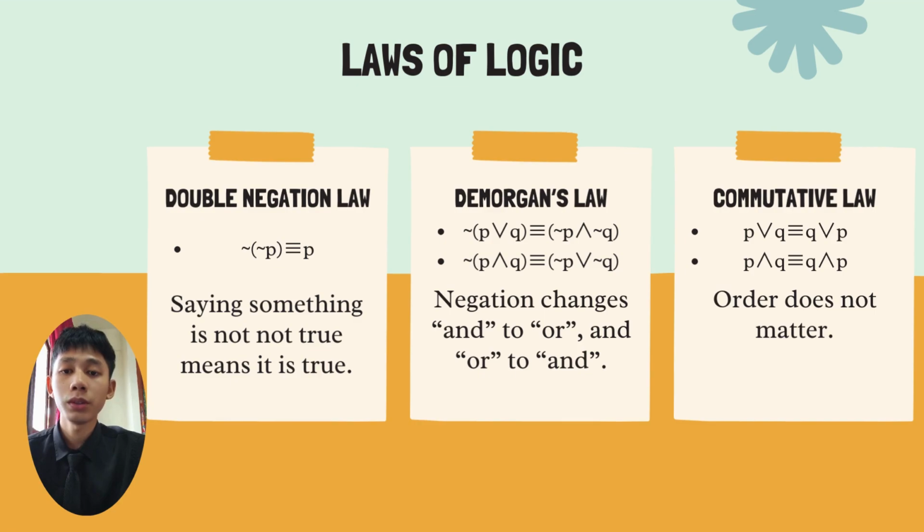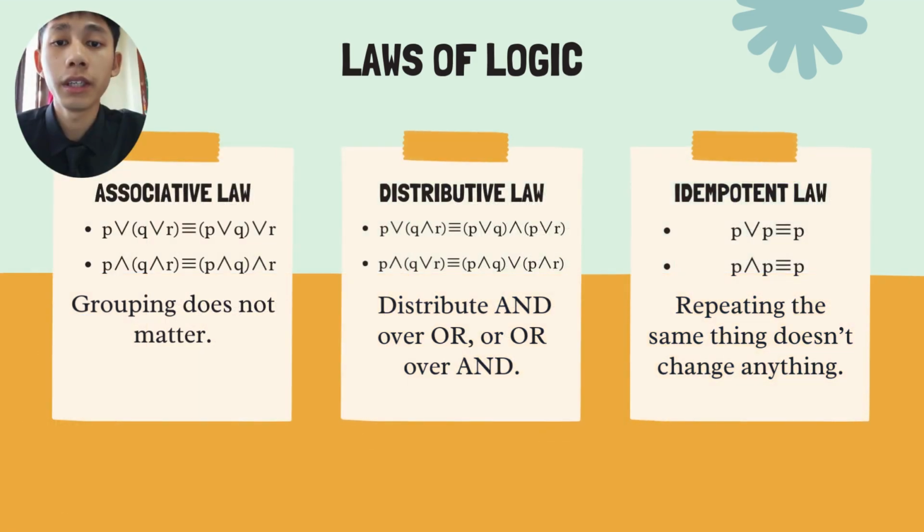The commutative law shows that the order of the statements does not affect the result. For example, P or Q is the same as Q or P, and P and Q is the same as Q and P. The associative law states that the grouping of statements does not change the meaning. This means (P or Q) or R is the same as P or (Q or R), and the same applies to AND.